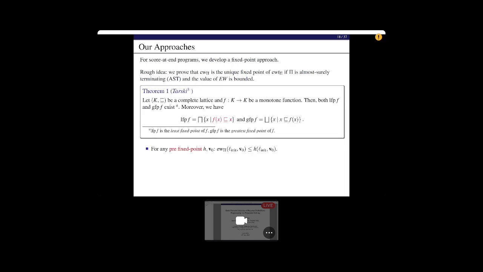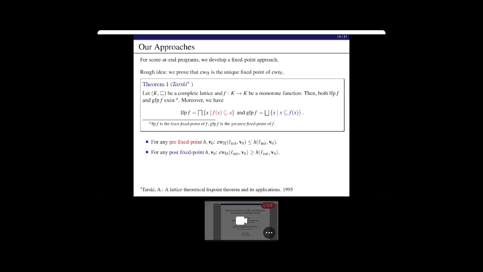We define a special state function called the weight function, such that the value of this function at the initial state is equivalent to the value of the expected weight starting from v sub 0. And by this, we learn a fixed point approach for score-at-the-end programs. The idea is that we prove that EW is a unique fixed point of EWT if the program is almost surely terminating and the value of EW is bounded. By applying this fixed point theorem, we show that for any fixed point h of EWT, it is also a bound of EW.